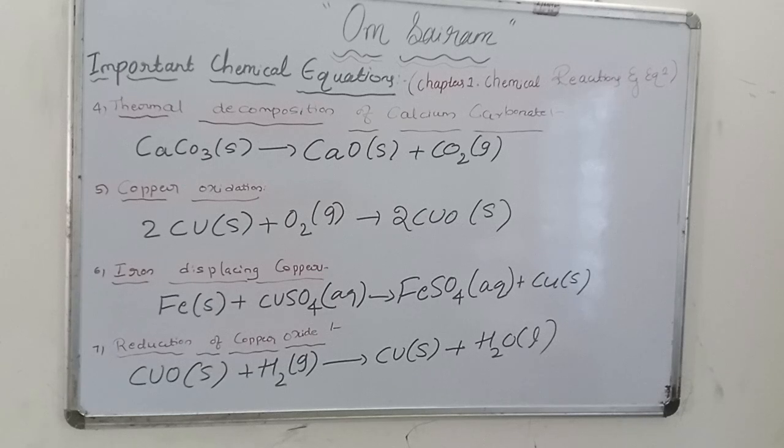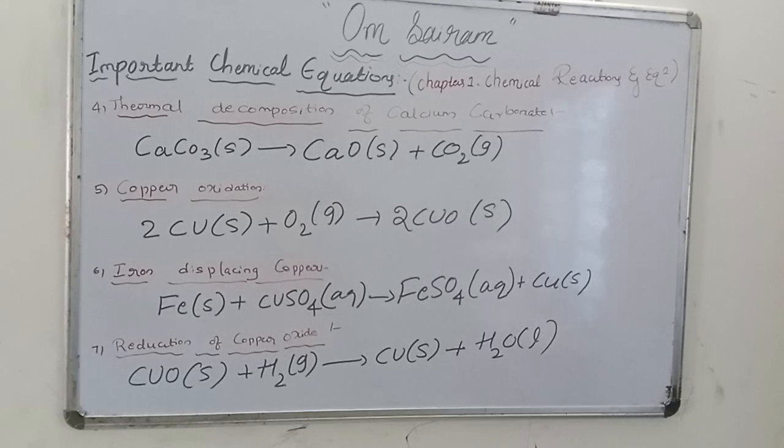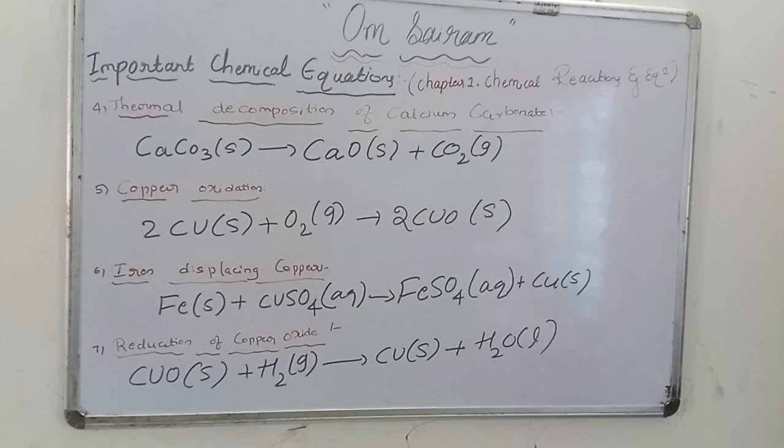And reduction of copper oxide. Copper oxide in solid form is mixed with hydrogen gas, and the product is copper plus water in the liquid form. So these are the remaining equations.